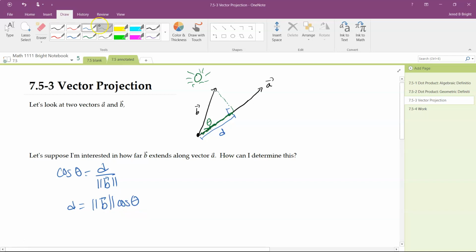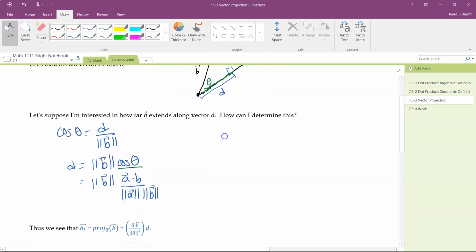But wait, I know what cosine of theta is according to the geometry, right? I can say that this is the same as A dot B over the length of A, length of B. Then if I simplify this, the length of B would cancel, so I'd have A dot B over length of A.